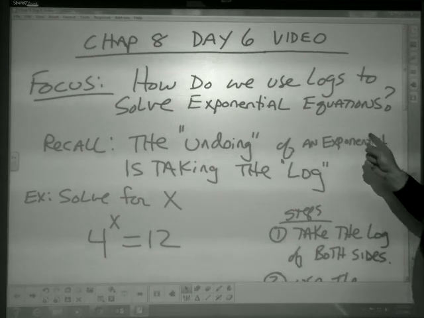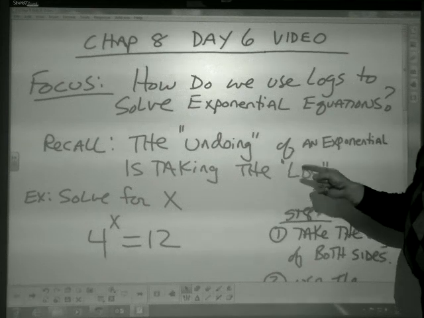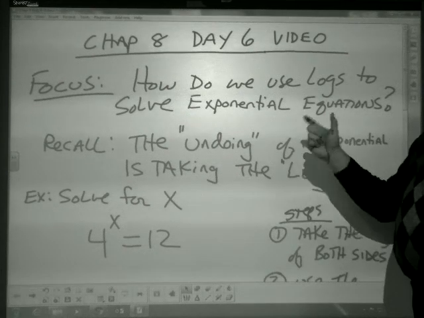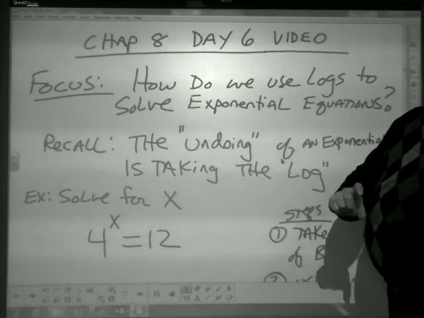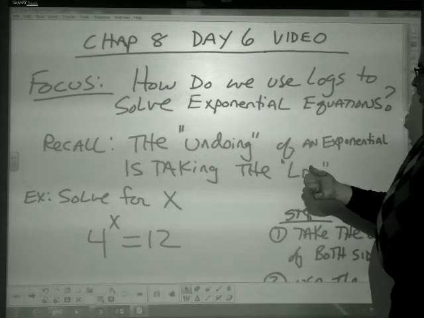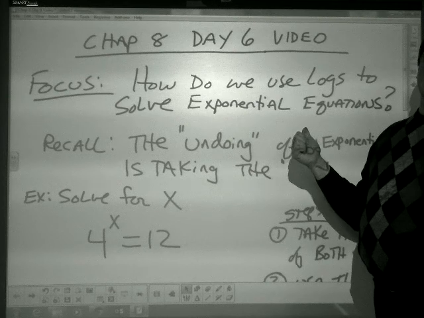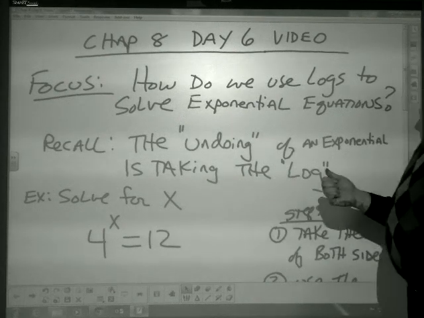The undoing of an exponential is taking the log. The log undoes the exponential. Just like the square root undoes a square, or a square undoes a square root, the log undoes an exponential. And so that's how we're going to use logs to help us.